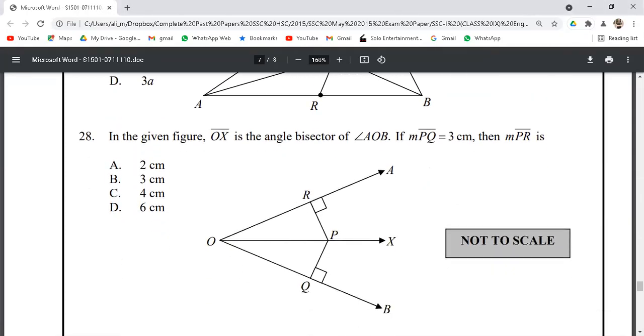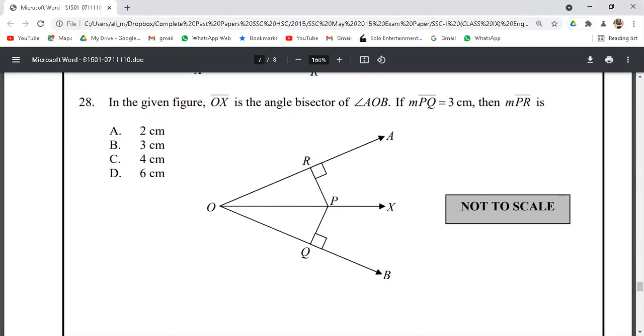Let's come to our question number 28, that is related to our theorem on angle bisector. We have OX as the angle bisector of angle AOB and PQ is equal to 3. PQ की जो value है वो 3 है. As we can see in the given diagram, OX is the bisector and the point P lies on the angle bisector.